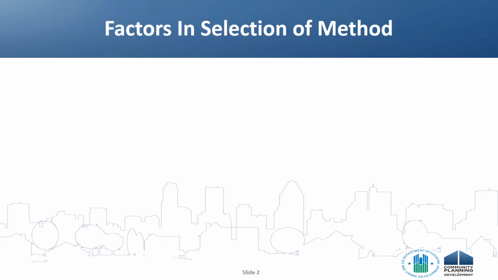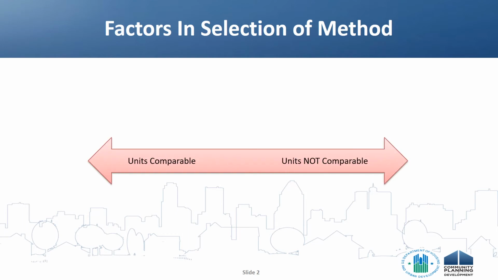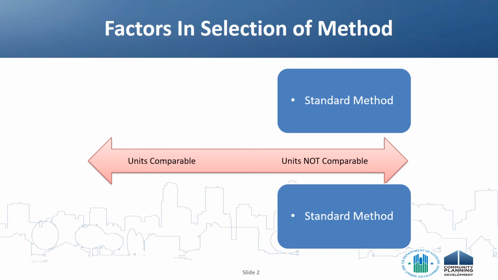There are several factors that drive the decision about which method of cost allocation to use. As we discussed in the prior segments, the determination of unit comparability is the first factor. When units are not comparable, the standard method of cost allocation must be used. But when units are comparable, a PJ can potentially choose from the other methods.